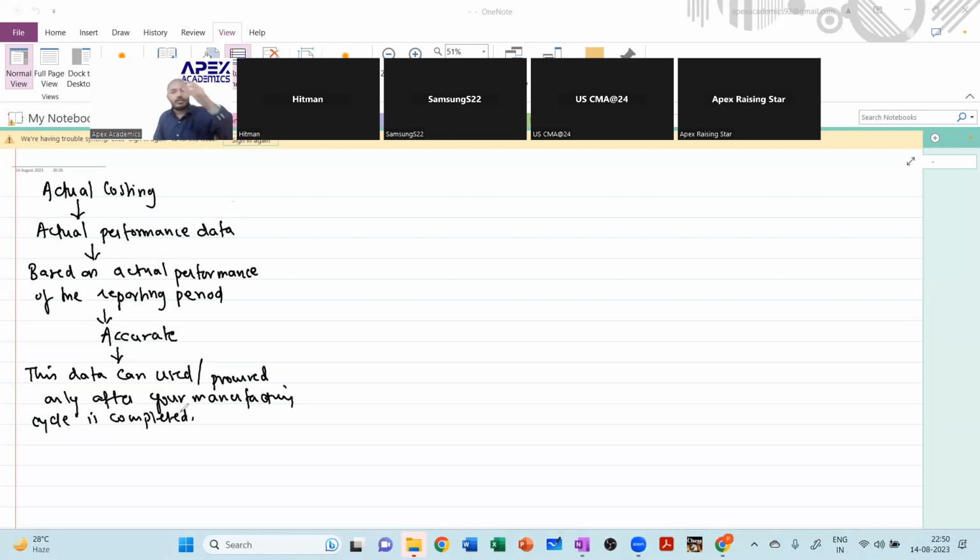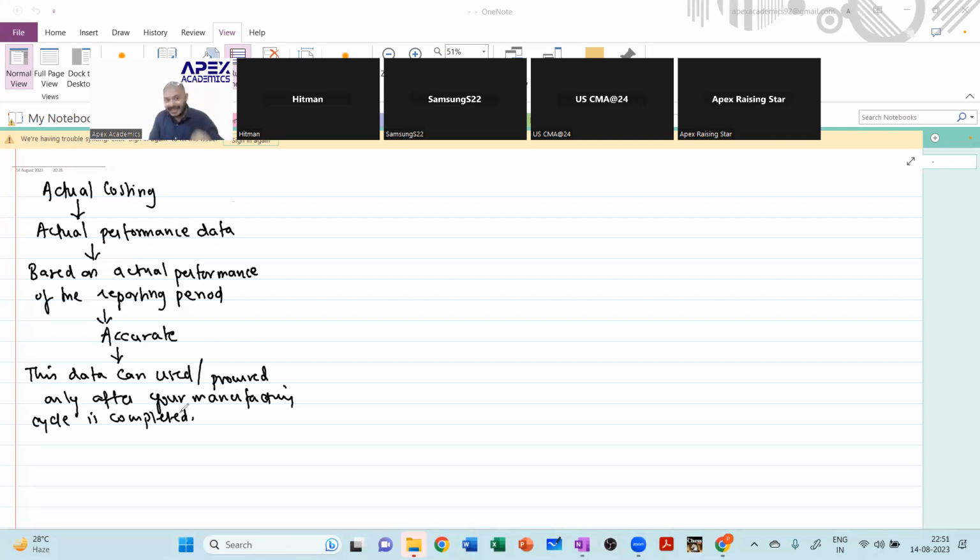Please understand this concept thoroughly. Why can it not happen before that? Because it is based on actual numbers, guys. Actual numbers will be available after the manufacturing cycle is over. How can you get it in the midst of it or before it? What you will get before it is your static budget. The static budget has to be revised for the actual performances. But actual costing is your actual numbers.